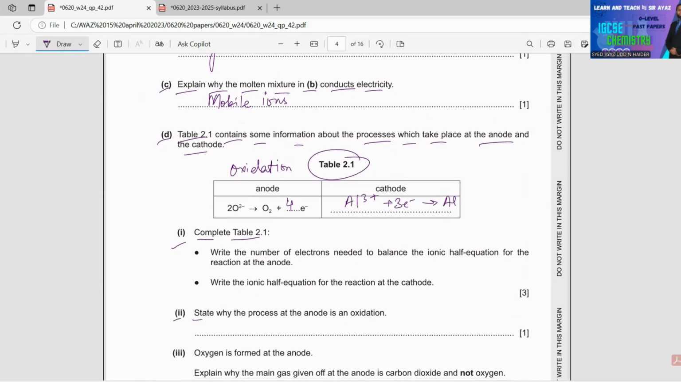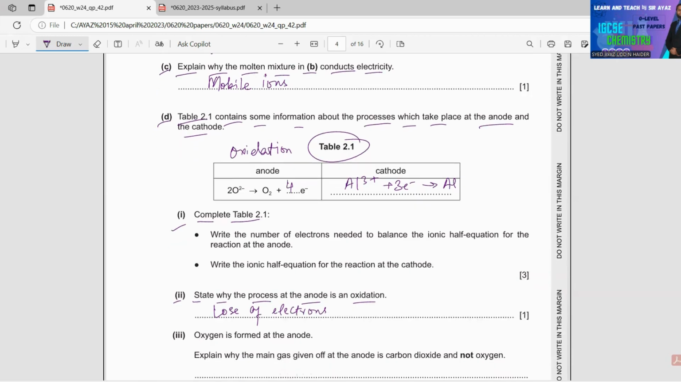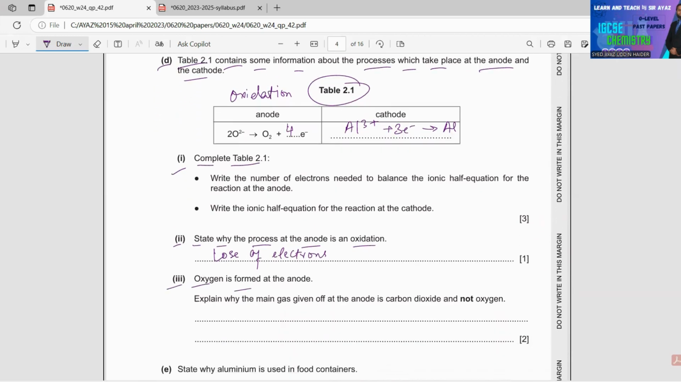Number 2, state why the process at the anode is an oxidation. There's a loss of electrons. So you write loss of electrons. That's why it's an oxidation. Number 3, oxygen is formed at the anode.